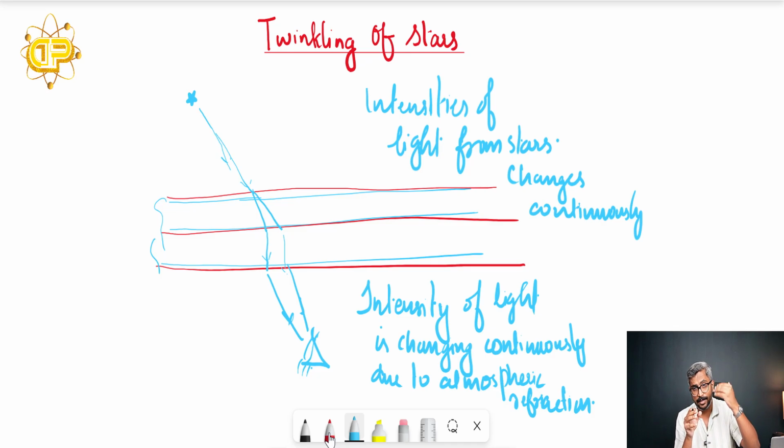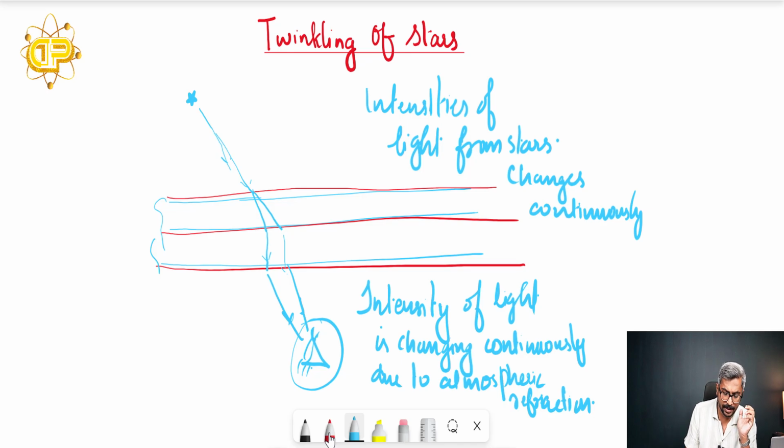The intensity, the level of refraction, will be different at different times. As a result, the intensity reaching your eyes is different, and it gives a feeling of twinkling. So this is how twinkling of stars takes place. And there is one more reason that we'll study in the coming session, that is apparent position change.